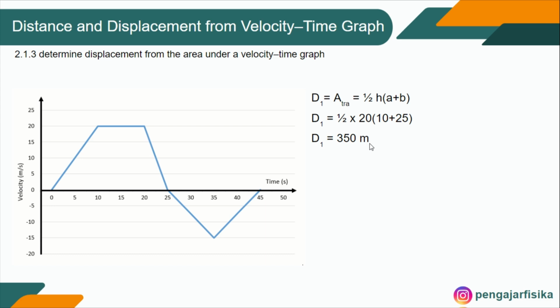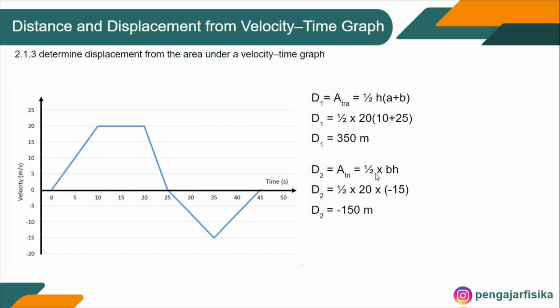So it means for the first 25 seconds, the object moved 350 meters. And then for the rest of the time here, the graph shows us that the shape we have is a triangle. The area between the graph line and the x-axis is a triangle.